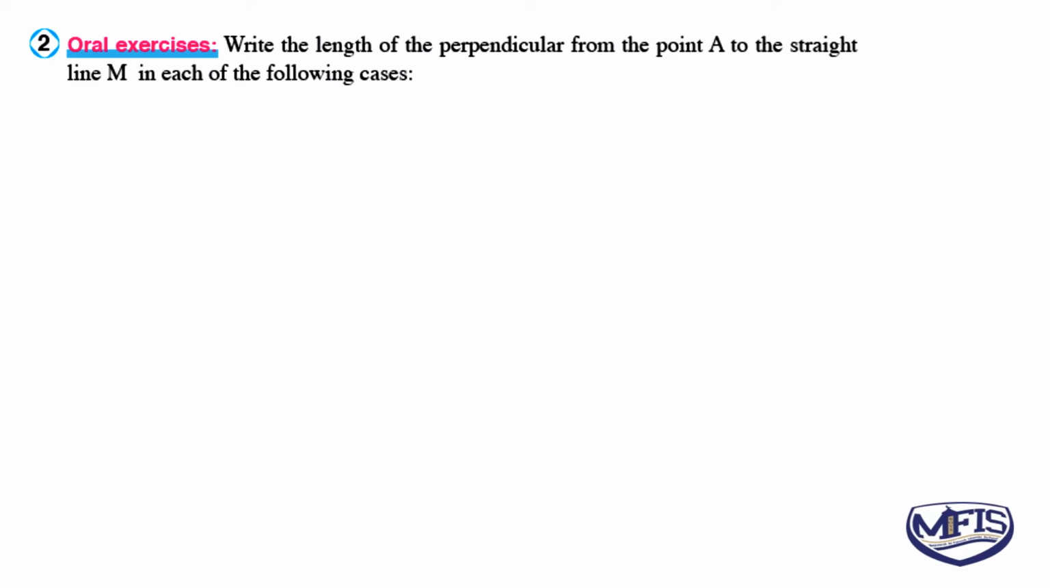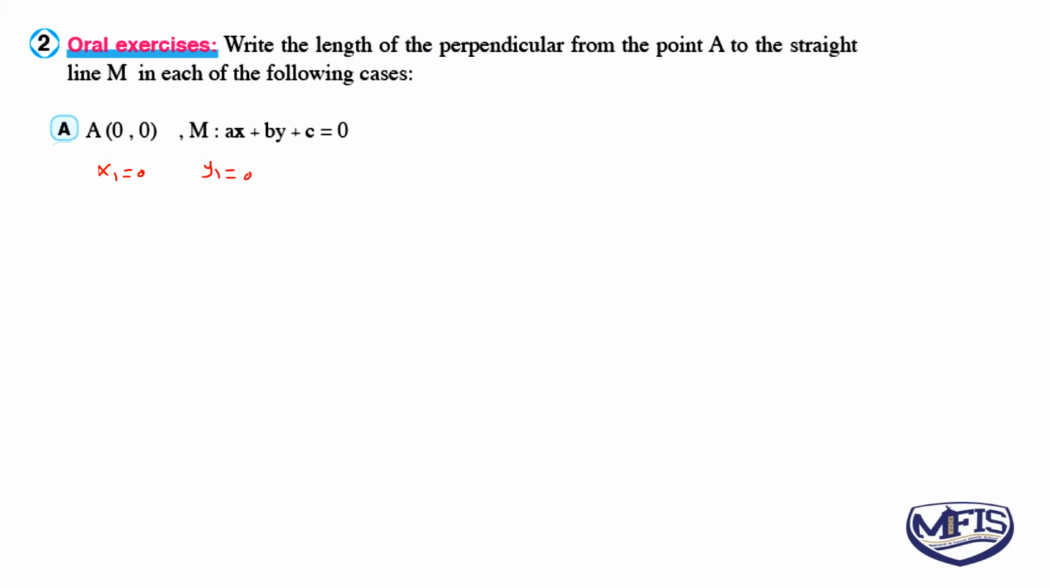Another exercise: write the length of the perpendicular from the point A to the straight line M in each of the following cases. The first one, we have A (0, 0), which is represented by the origin point, and we have the equation of the straight line ax + by + c = 0. In this case, we have x1 equals 0 and y1 equals 0, and we have A, B and C.